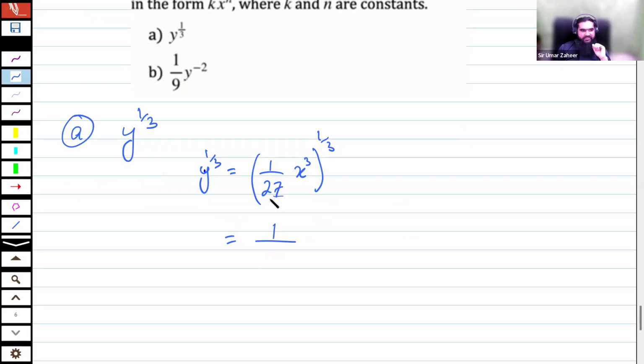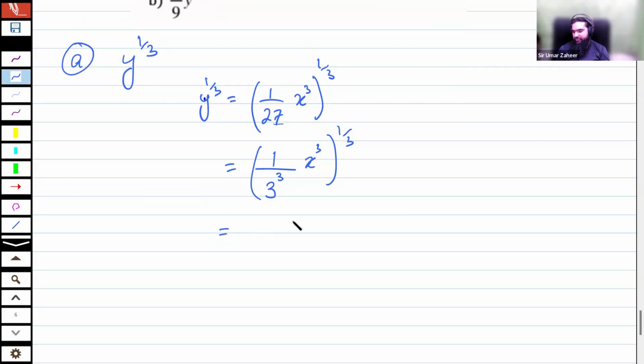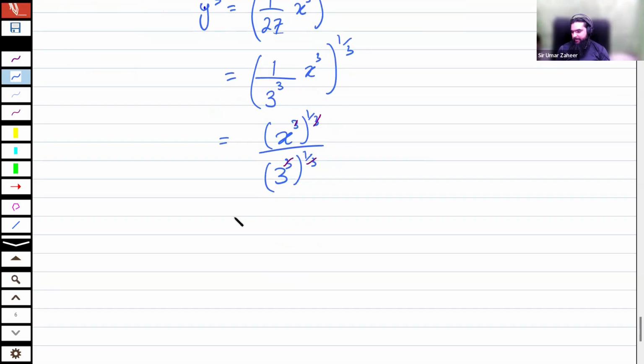27 can be written as 3 raised to power 3, because 3 times 3 is 9, 9 times 3 is 27. So x raised to power 3, and there is a whole power 1 by 3. Now the numbers are dividing, so we apply the power on each term: 3 raised to power 3 and whole power 1 by 3, x raised to power 3 and whole power 1 by 3. We know that the power on the power will be multiplied, so the 3 will cancel out. We will get the final answer, x divided by 3.